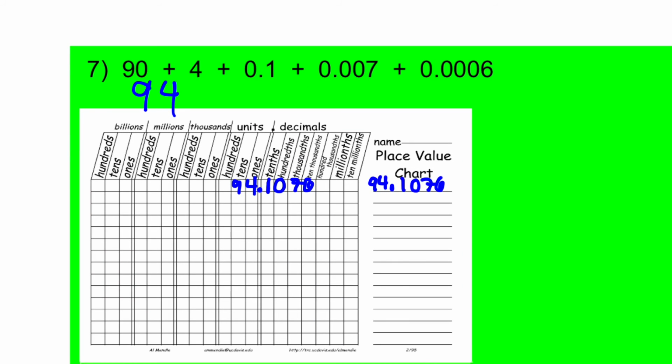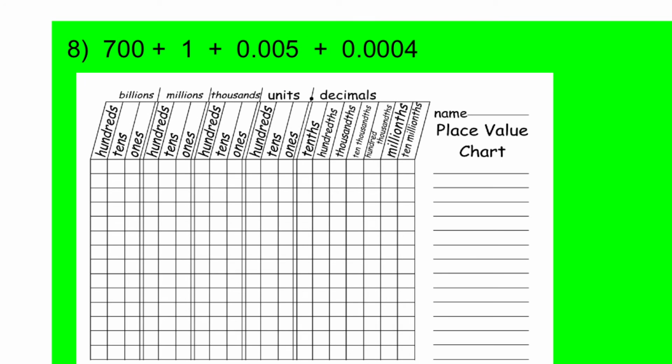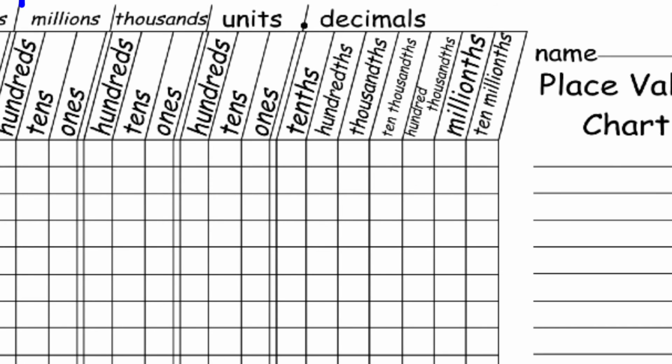Let's look at one last question. Okay, 700 plus 1 plus a 5 in the third place value and a 4 in the fourth place value. Well, look at this, 700 plus 1. That's 701. So in the units area, I'll put 701.